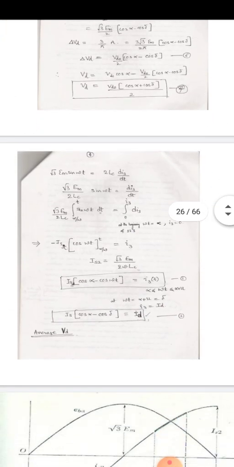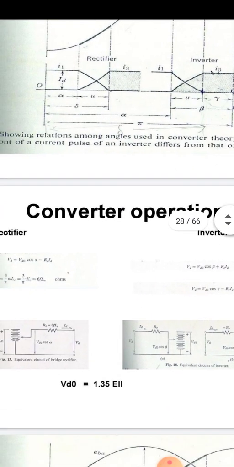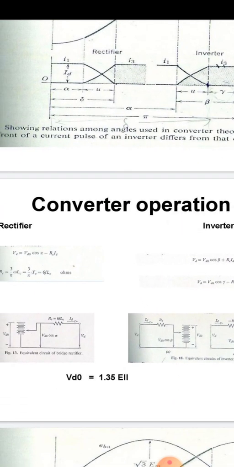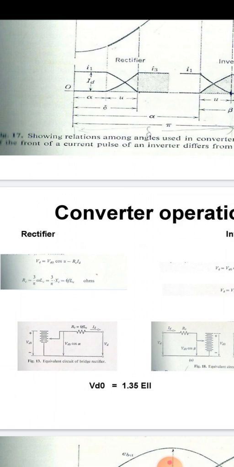Then this is the explanation and expression of the above function. I already explained it, so there is no need to explain again and again. So let's go with the converter operation. This converter operation has two converting stations: one is the rectifier, and the other is the inverter.